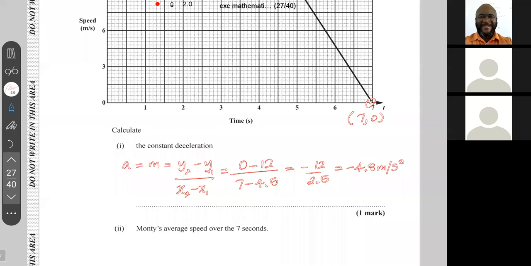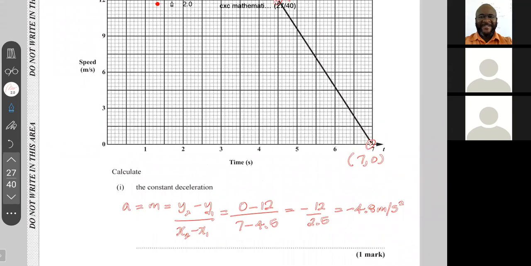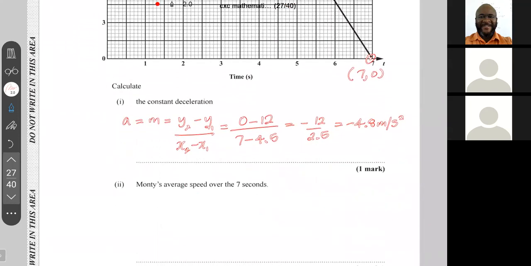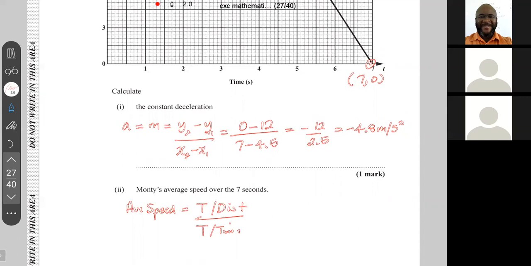Now it says, what is Monty's average speed over the 7 seconds? So his journey was 7 seconds. Now, average speed is total distance over total time. Now, the total time we already know is 7 seconds. What we need now is the distance.